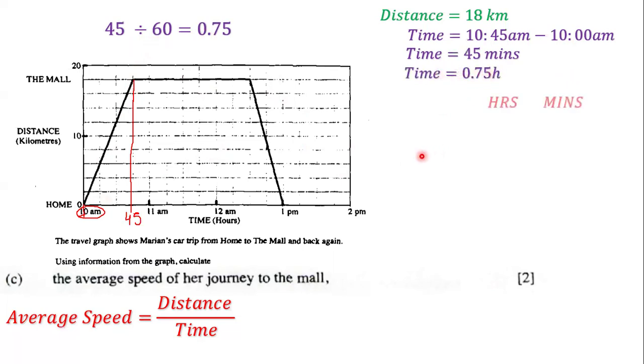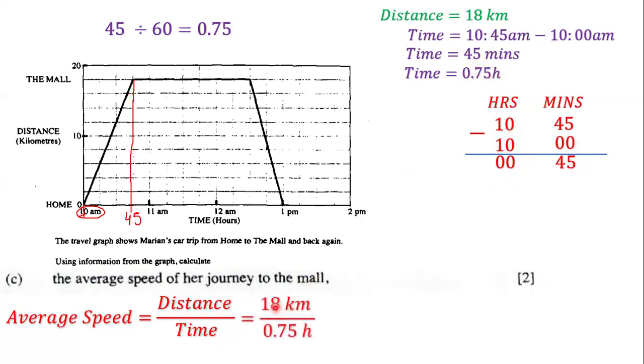And so we have the distance divided by time. Here I have 10:45 minus 10 o'clock. And this is just showing the subtraction. 45 minus 0 is 45. 10 minus 10 is 0, so it's just 45 minutes. But we know 45 minutes is 0.75 hours. And so that's what we're going to use.